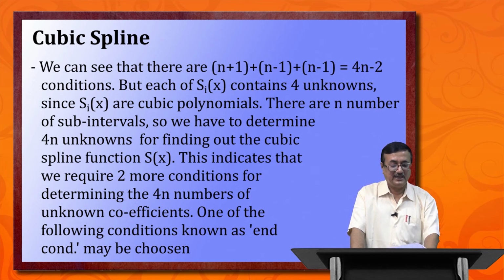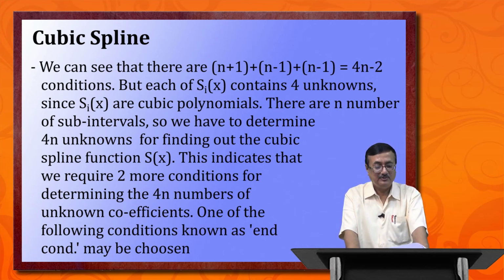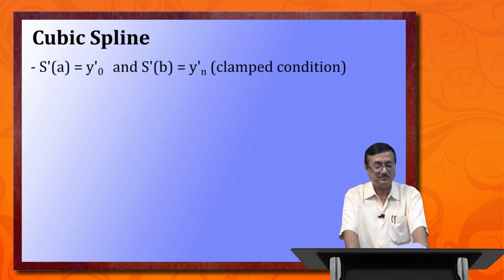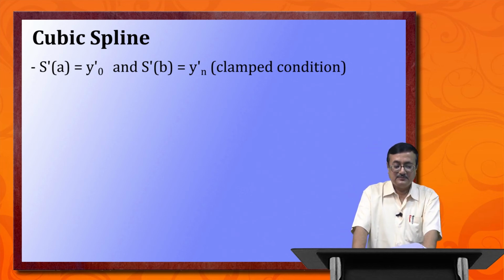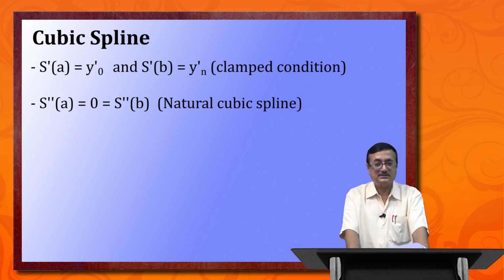At the end point, that is the left hand point at x is equal to a, we may have S'(a) is equal to y0', and at the right hand end point, that is x is equal to b, we may have S'(b) equal to yn'. This condition is known as clamped condition. Alternatively, we may consider natural cubic spline, so that at the left hand end point x is equal to a, S''(a) is equal to 0, and S''(b) is also equal to 0.